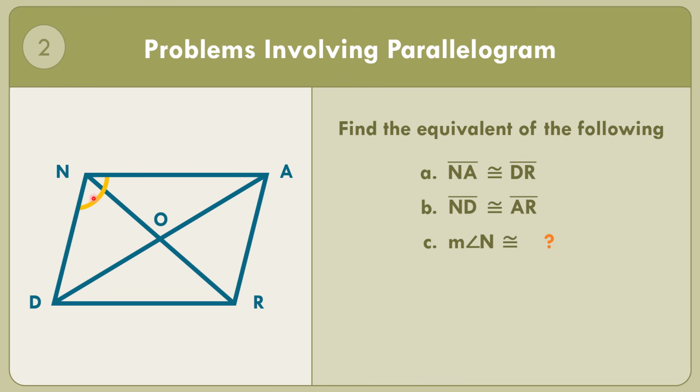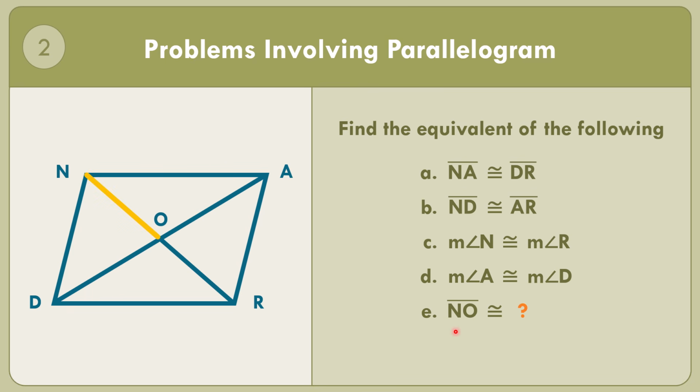The measure of the angle N. Opposite angles are congruent. So it means the measure of the angle N is equal to the measure of the angle R. So the answer is the measure of the angle R. How about letter D? The measure of the angle A, the opposite angle of angle A is angle D. So it means the measure of the angle A is congruent to the measure of the angle D. So the answer is the measure of the angle D.